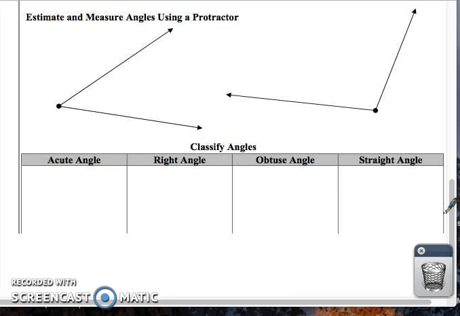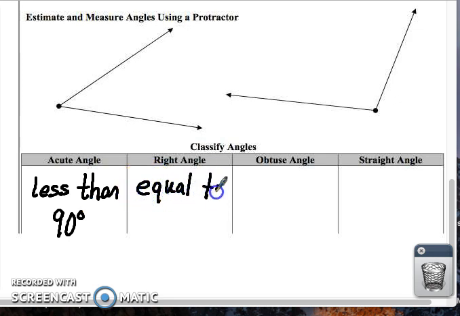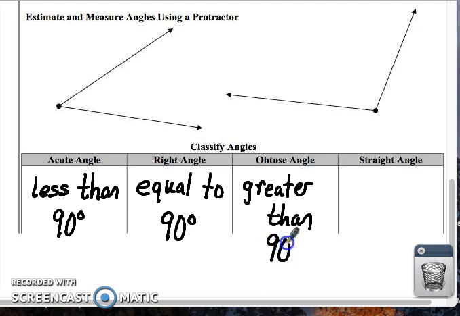Now look at angles. Classifying angles. We can classify angles as acute. That means less than 90 degrees. So an acute angle is an angle that's less than 90 degrees. A right angle is equal to 90 degrees. An obtuse angle is greater than 90 degrees. And a straight angle is 180 degrees.